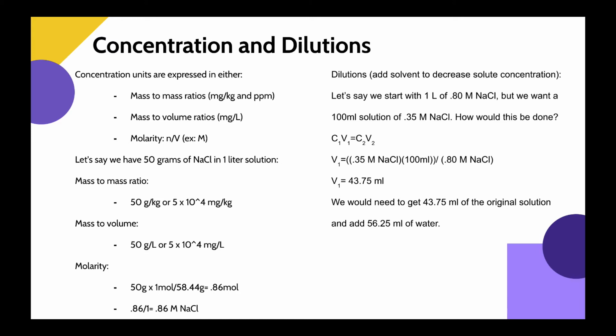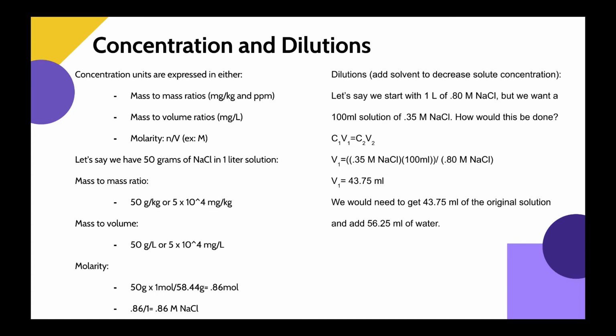Moving on to dilutions. Dilutions involve adding solvent to decrease solute concentration, and usually we just add water. So let's say we start with 1 liter of 0.80 molar sodium chloride, so that would be the concentration of the solute, but we want a 100 milliliter solution of 0.35 molar sodium chloride, with 0.35 being the concentration in the second solution. So how would this be done? We're going to use the equation for dilutions, which is the initial solute concentration times the initial volume of the solution equals the final concentration of the solute times the final volume of the solution.